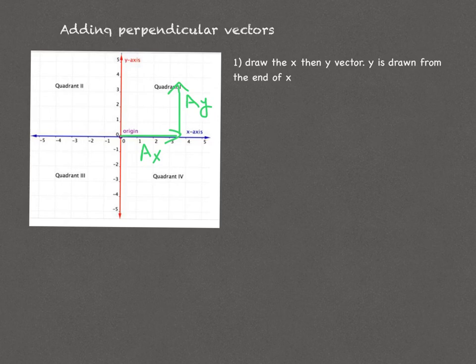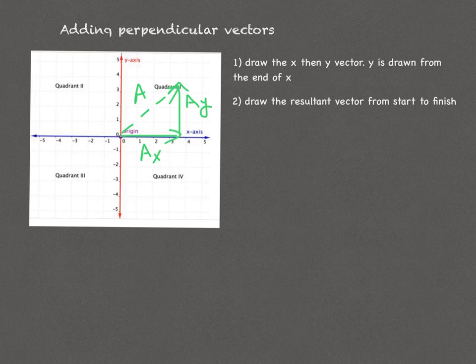So here's the first step. Draw the x vector, then the y vector. Make sure that the y vector is drawn from the end of the x. The next thing we want to do is draw our resultant vector. And that resultant is drawn from where the first vector began. So it's really our origin. So our resultant vector points from where we started to where we finished, and that would be vector A. It would be the addition of both the x and y components.